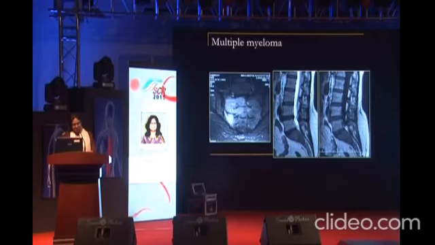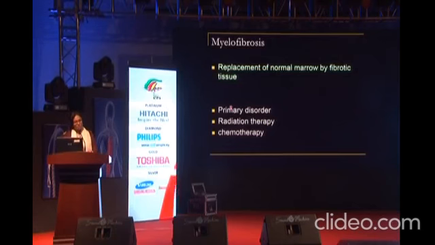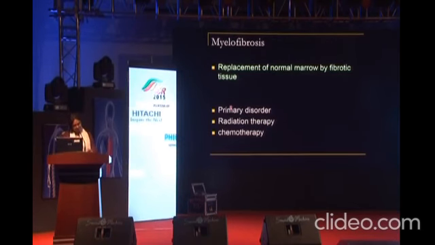We have seen that happening in a few cases, and there are case reports describing it. Multiple myeloma can be solitary like here. Coming to myelofibrosis, where the marrow is replaced by fibrous tissue, which looks dark on both T1 as well as T2. This could be a primary disorder. This could be following radiation or chemotherapy.